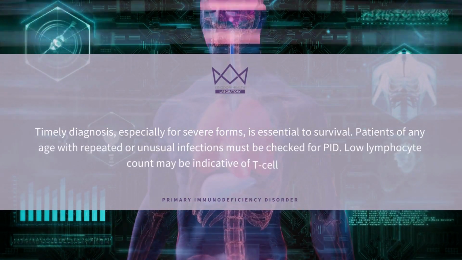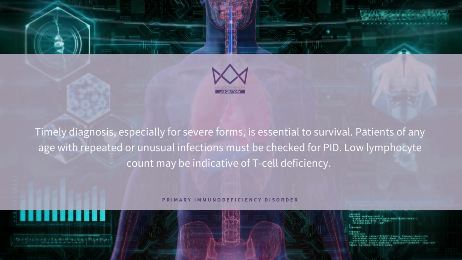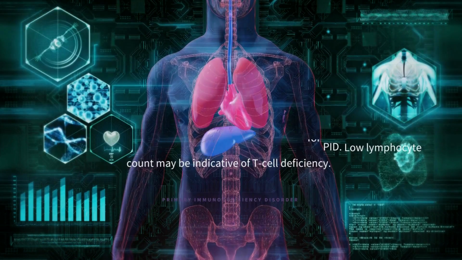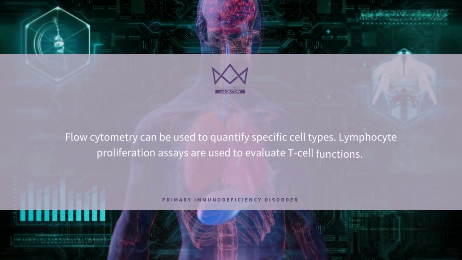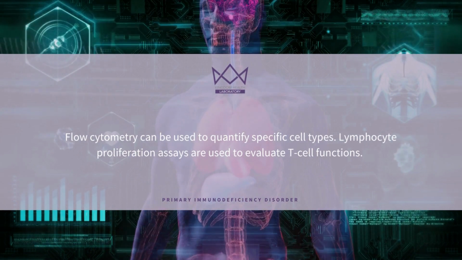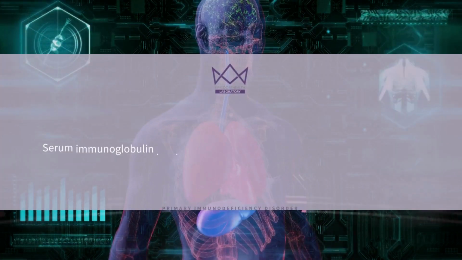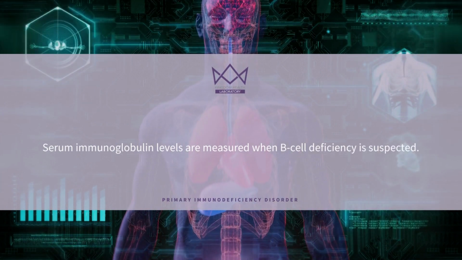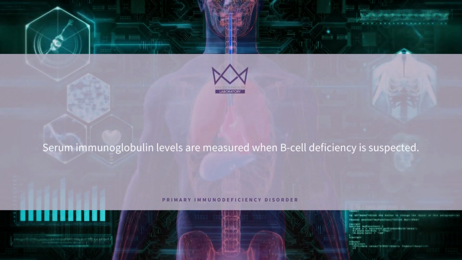Patients of any age with repeated or unusual infections must be checked for PID. Low lymphocyte count may be indicative of T cell deficiency. Flow cytometry can be used to quantify specific cell types. Lymphocyte proliferation assays are used to evaluate T cell functions. Serum immunoglobulin levels are measured when B cell deficiency is suspected.